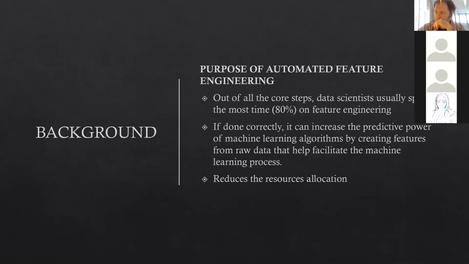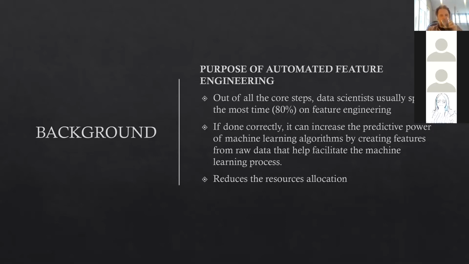Next, I would like to go through the purpose of automation of feature engineering. So out of all the core steps, this is the task which takes up most of the time by data scientists. And if it is done correctly, it can increase the predictive power of the machine learning algorithms by creating new features from the raw data, which will help facilitate the machine learning process. So in short, it will save us time. It will build better predictive models, create meaningful features, and reduce the data leakage that happens.